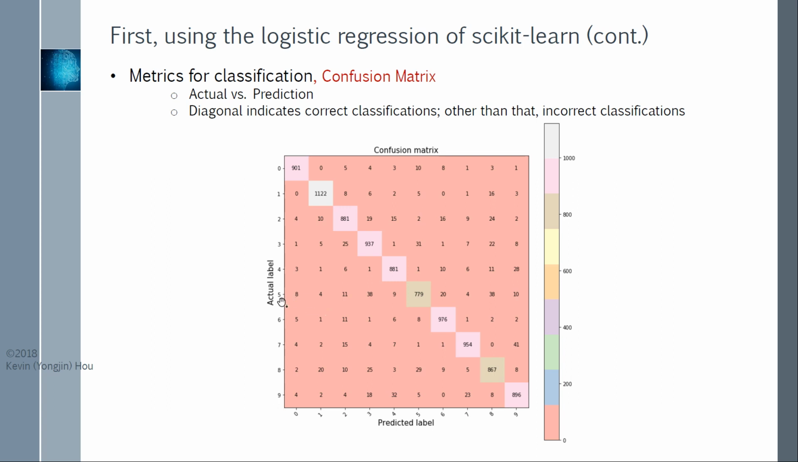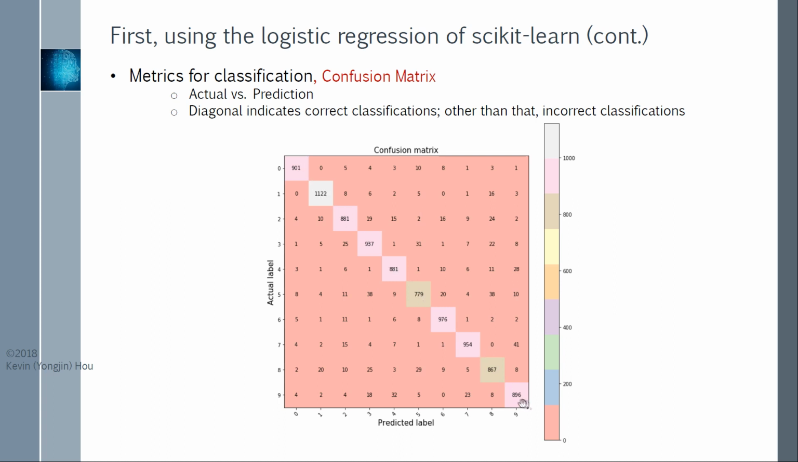So let's pick another row. The actual value is 5. Now we get about 38 cases where the prediction says it's 3, right? Based on this, we get more information about how our prediction performs versus the actuals. You can imagine if we add up all the numbers in the square, it should add up to 10,000, because in total we have 10,000 samples in our test data set.